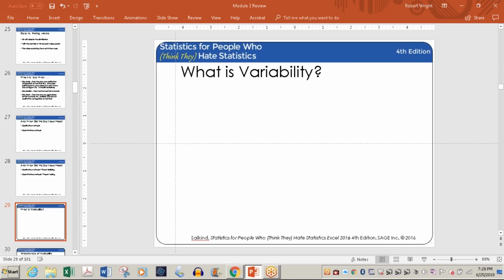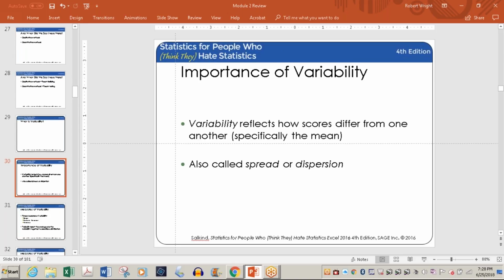Isn't that how far the scores are from the average? Like, how much does your test vary versus how much all of them resulted in the same thing? Yeah, basically, it reflects how scores differ from one another, specifically from the mean. Variability, again, reflects how scores differ from the mean. It's also called spread or dispersion.